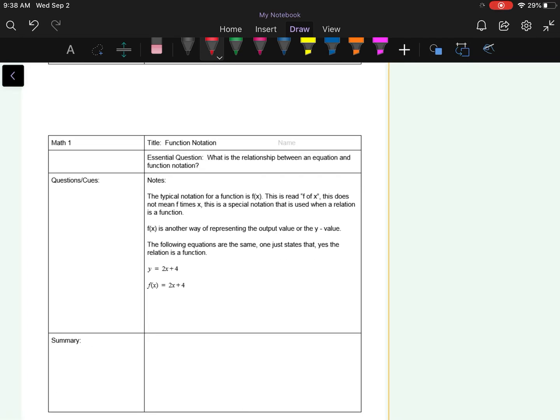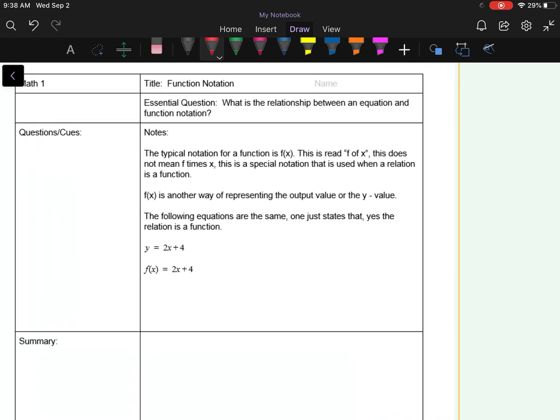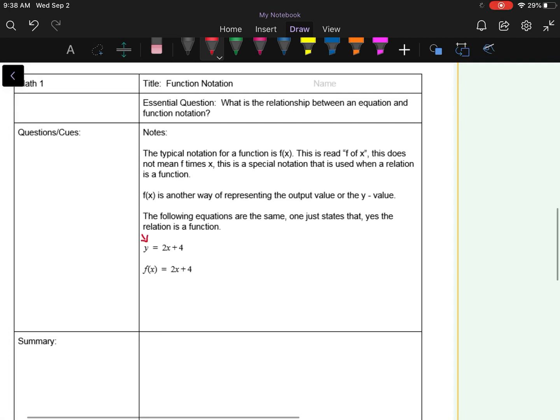So this is function notation. Function notation is a way of writing equations using the function. I'm sure you are used to seeing equations written out this way, where y equals 2x plus 4. Well, the typical notation for a function is f of x. It's read f of x.